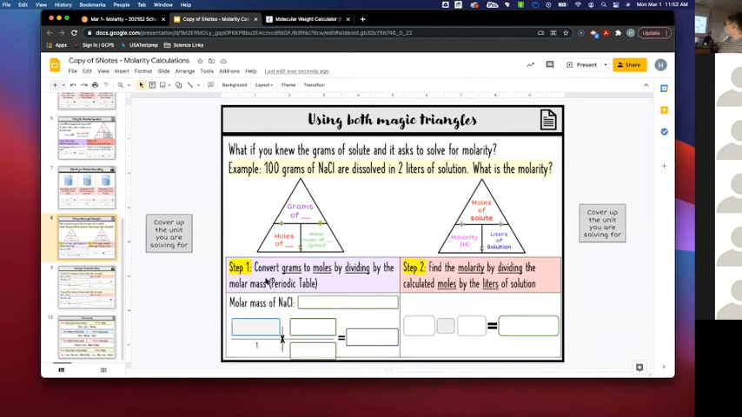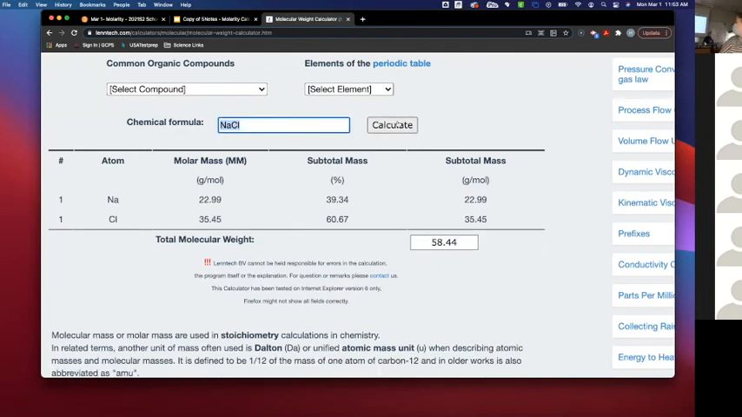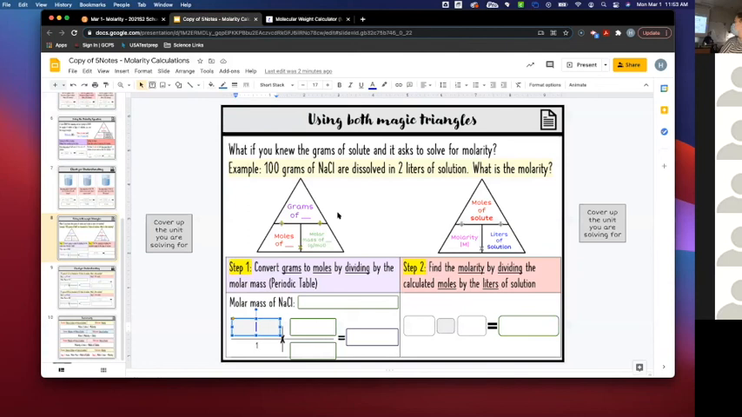It says step 1. We're going to convert the grams to moles by dividing by the molar mass. You guys have done this. So here's what we're going to do. The molar mass of NaCl is 58.44. So in the box on slide number 8, this green box, 58.44 grams.